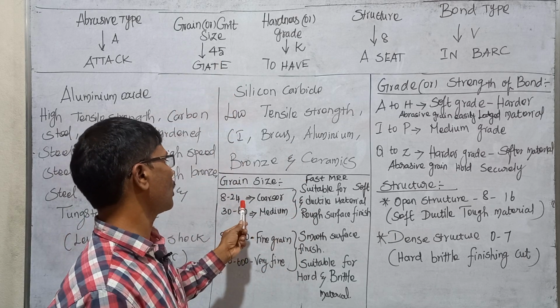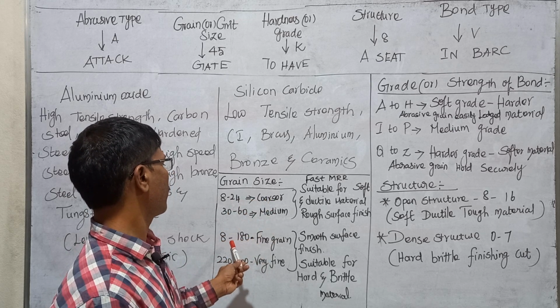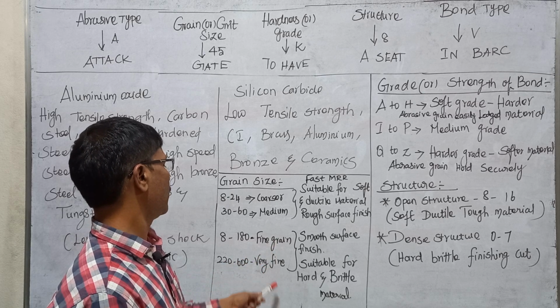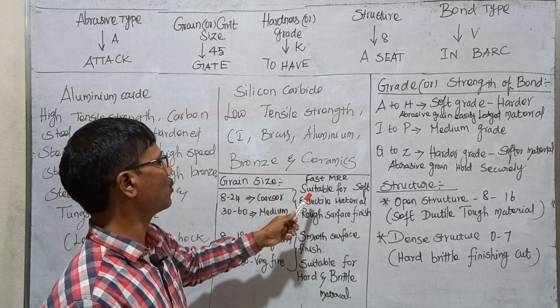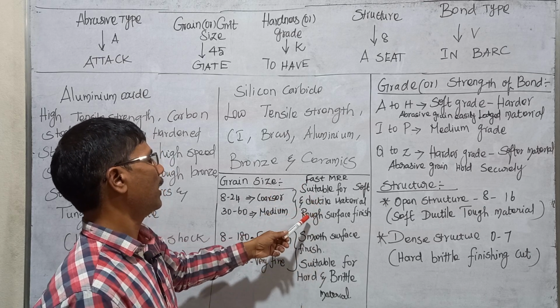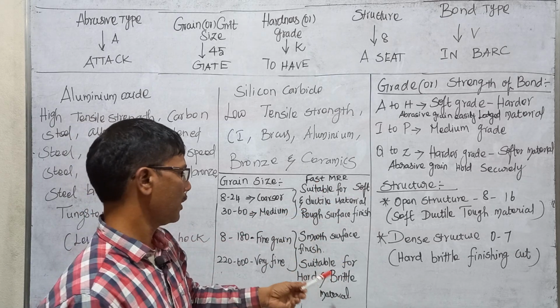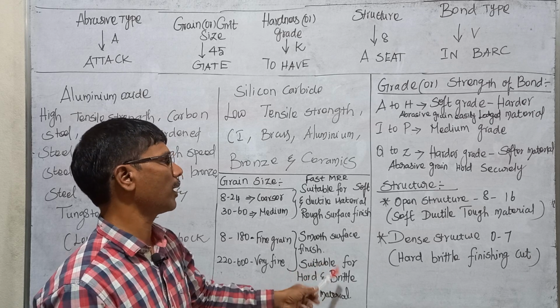If it is 8 to 24, it is coarse grain; 30 to 60, medium grain; 80 to 180, fine grain; 220 to 600, very fine grain. The coarser grain is suitable for ductile material, rough surface finish and soft material. It produces a fast MRR. And the fine grain is useful for smooth surface finish, suitable for hard and brittle material.